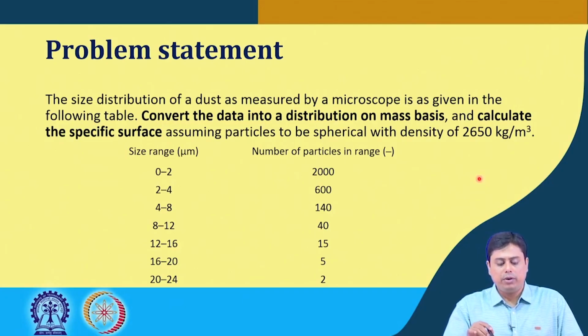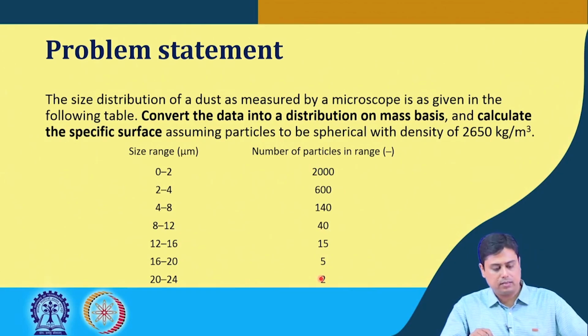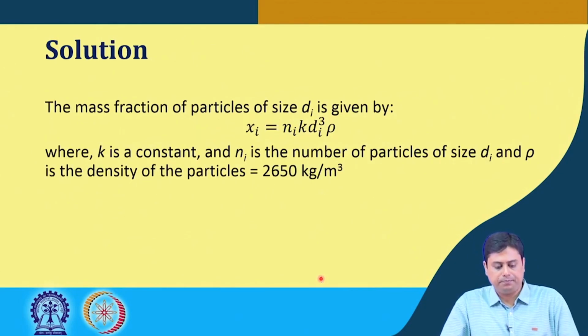Now if you remember the last class, there I showed you the relation between the x, which is the mass fraction, and the n, which is the number distribution. So, the relation between xi and ni here comes into play. Okay. So, let us attack this problem. So, how it is done?